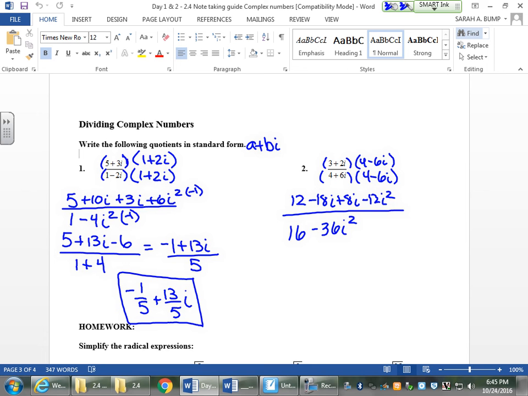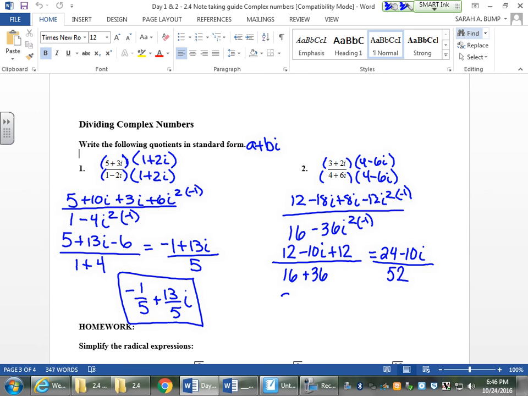If you don't remember it, the middle terms cancel out. You can distribute it all the way out. I'm just trying to save you guys a step. Remember that i squared becomes negative 1. So in the top, we're going to have 12 minus 10i, and then negative 12 times negative 1 is positive 12, over 16, and then negative 36 times negative 1 is positive 36. So I will get 24 minus 10i over, and that's going to give me 36, 46, 52.